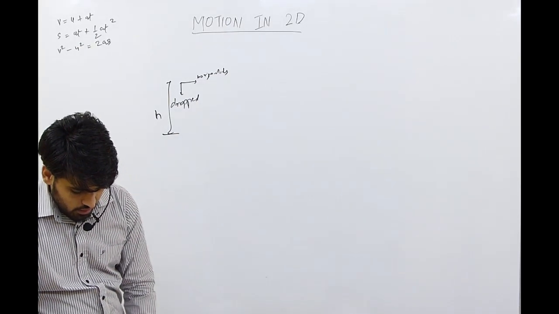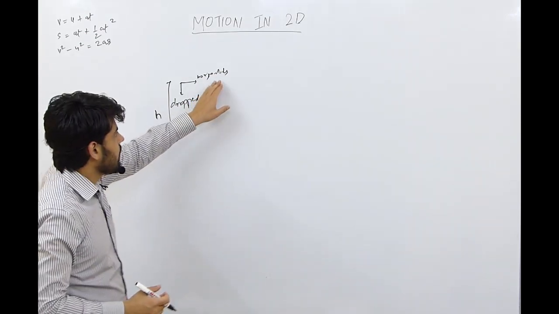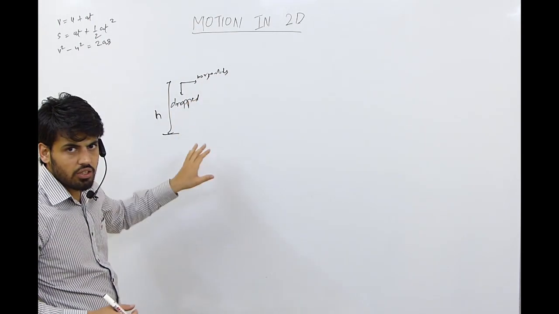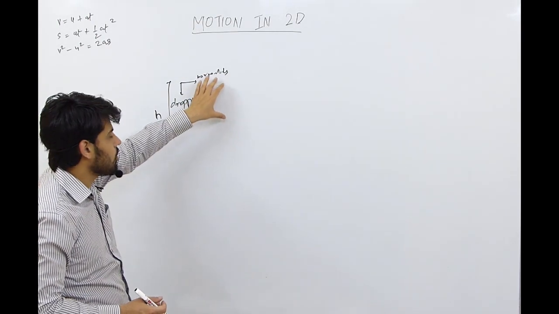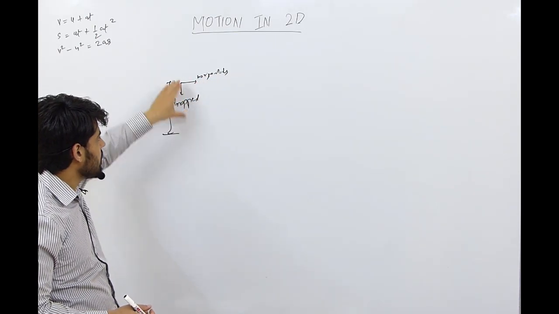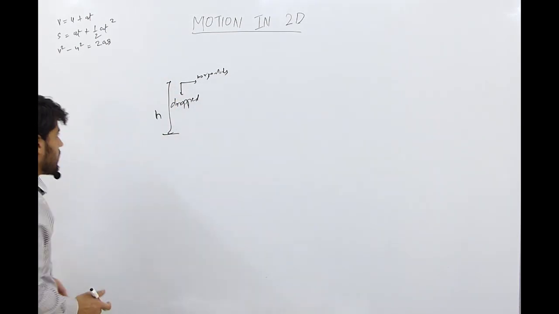Horizontal velocity has no effect on the vertical direction. That is true, because in the horizontal direction there is no acceleration, so that velocity will not change the velocity in the vertical direction.